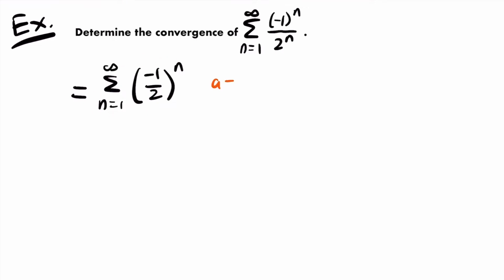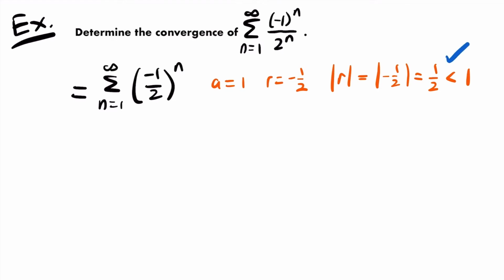We can see that a will be equal to 1. That's the constant multiple for this series. We just have 1 times this value to the power of n. And that value that is being raised to n is the common ratio r. r is equal to negative 1/2. And so now if we look at the absolute value of r, that will be equal to the absolute value of negative 1/2, which will make that positive 1/2. And positive 1/2 is less than 1, which means that our geometric series will converge.